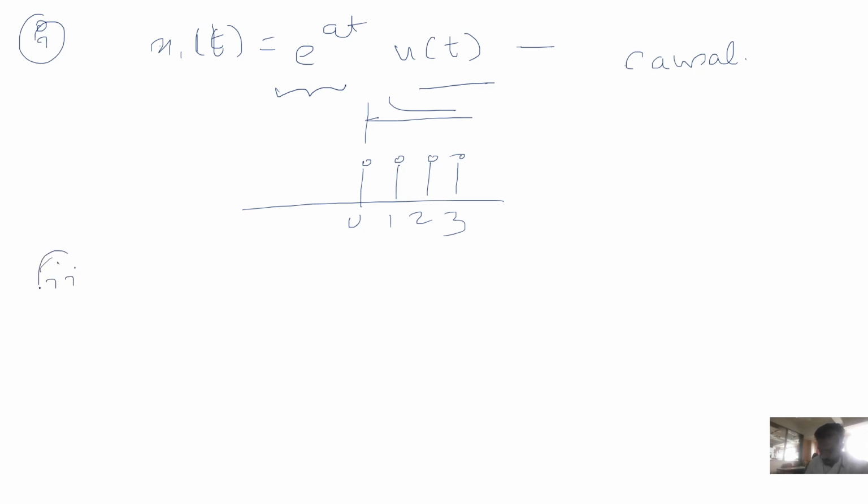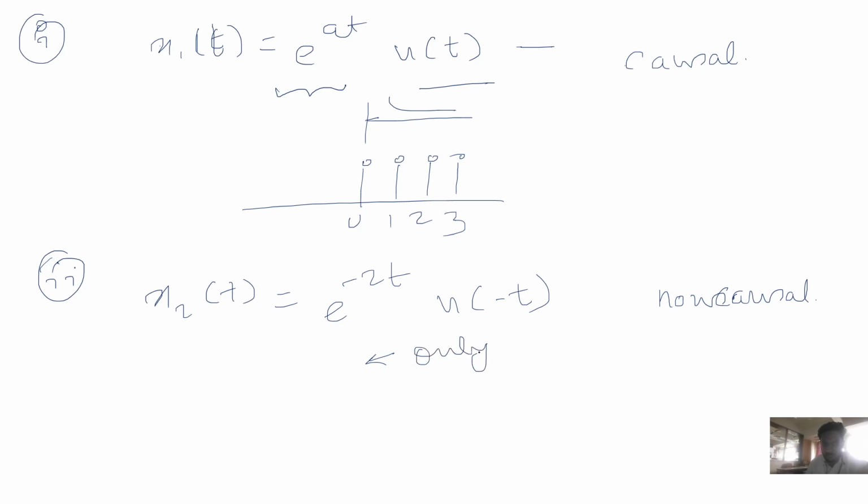Okay. Similarly, x2 of t is equal to e raised to minus 2t u of minus t. Tell me whether this is causal or non-causal. Non-causal. Yes, it is non-causal, because it is going to have values only in the negative, not in the positive, right?